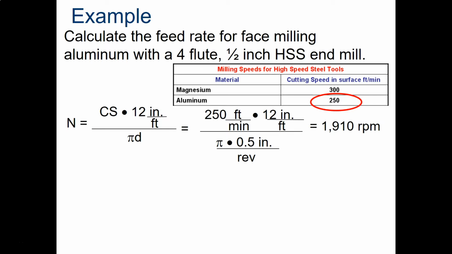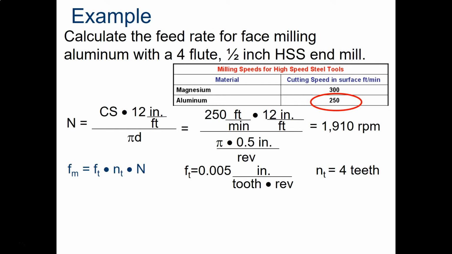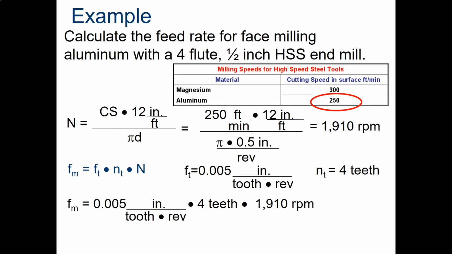We take that 1,910 and we plug it into our feed rate equation along with our feed per tooth, so 5/1000ths of an inch per tooth of revolution, and how many teeth we're using. In this case, a 4-flute has 4 teeth. 0.005 times 4 times our 1,910 RPMs gives us a feed rate of 38.2 inches per minute. Feel free to pause the video and take a moment to record this example.